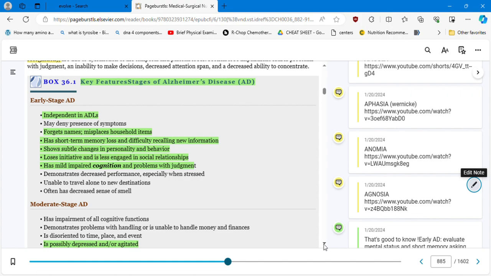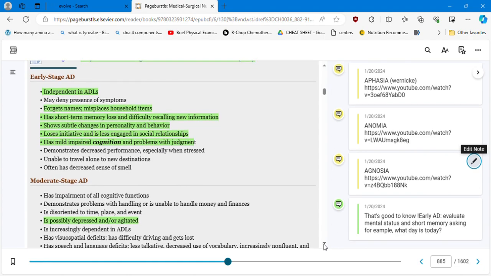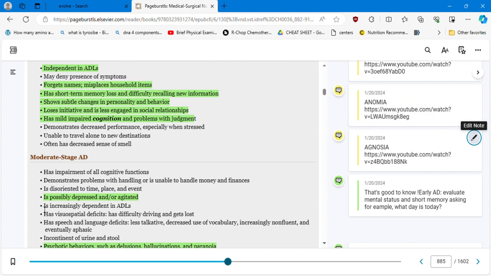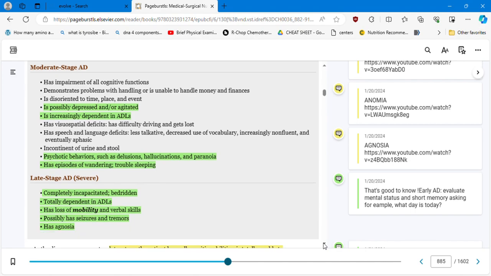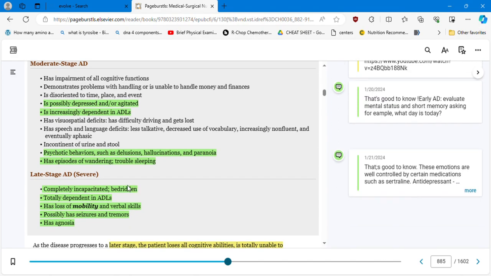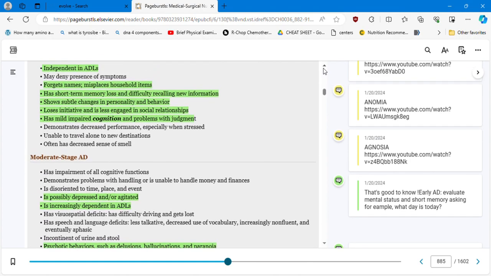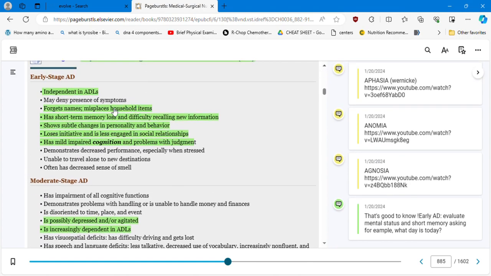In the early stage, basically, they are independent in ADL. In the moderate, they become increasingly dependent in the ADL, right? And in the late stage, they are completely, totally dependent in ADL. So that's only one factor, right? You can go through and make the difference between early, moderate, and late stage.